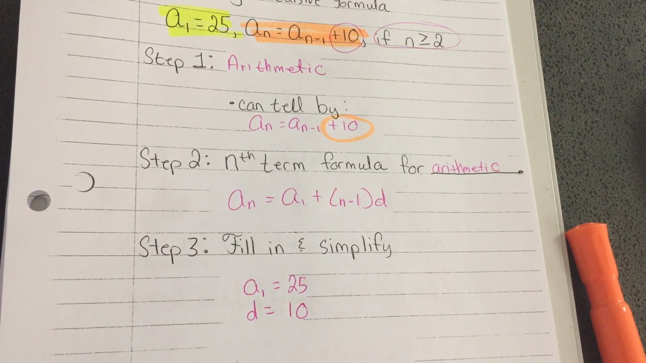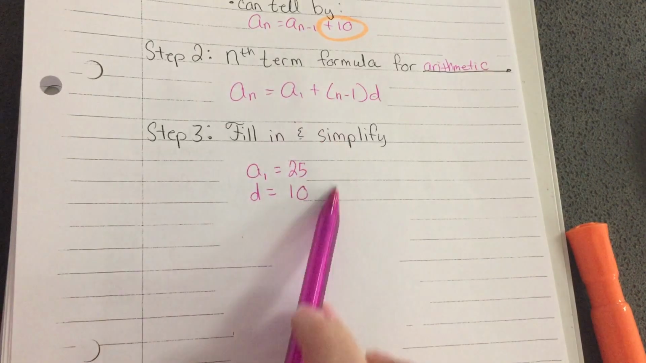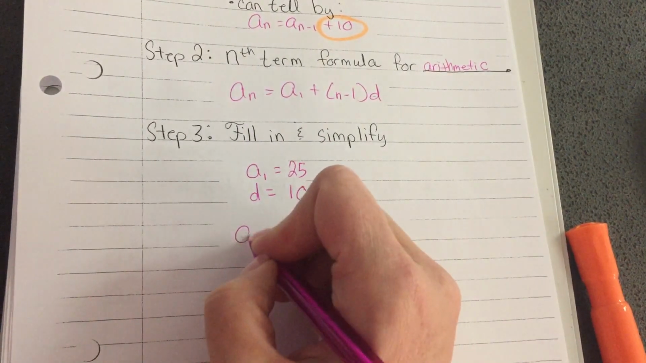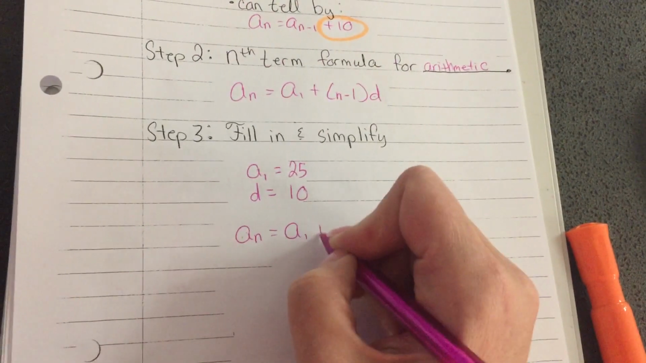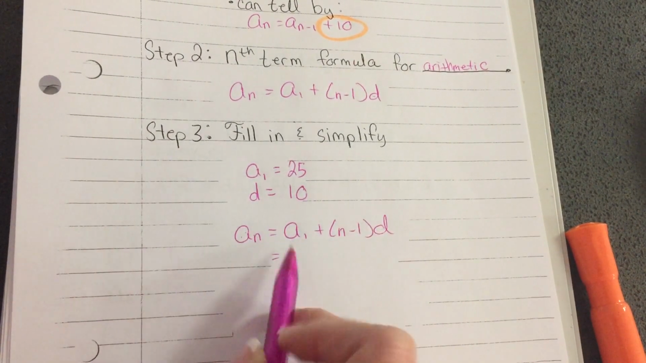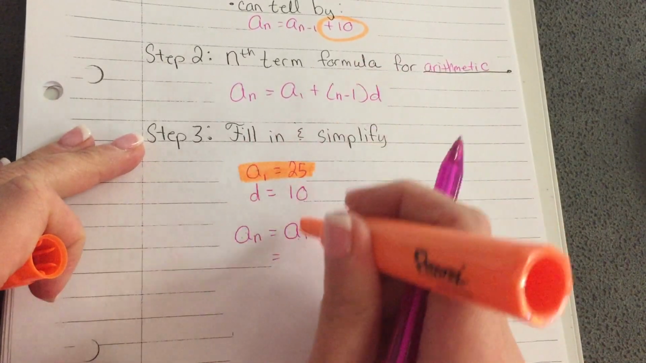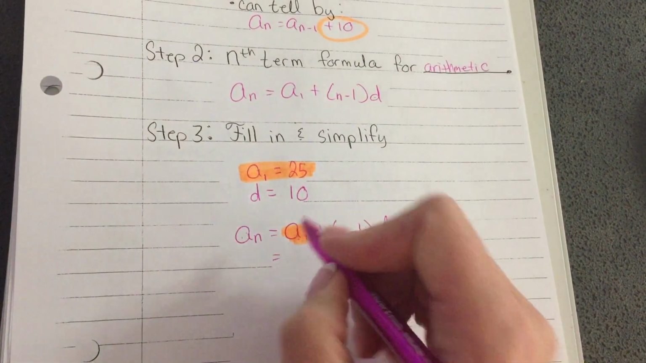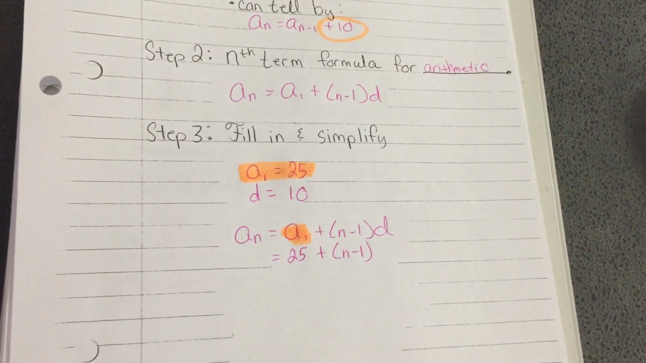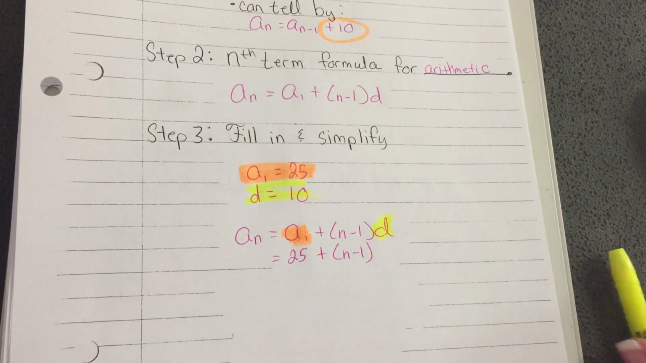All right? So watch this. Here we go. We're going to use this equation, and we're going to fill in this information, and we're going to simplify it until we cannot simplify anymore. So we're going to say an equals a1 plus n minus 1 times d. So my a1 is 25. So I'm going to fill in a 25 plus n minus 1. D equals 10. There's my D. So I'm going to put a 10.